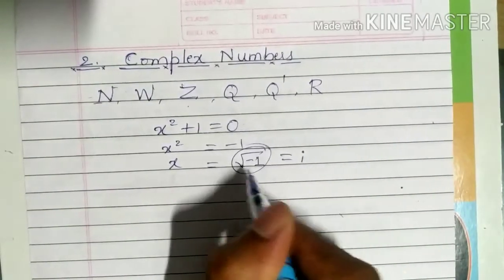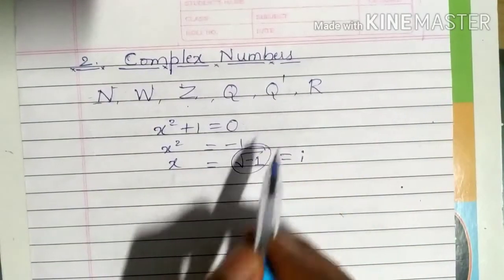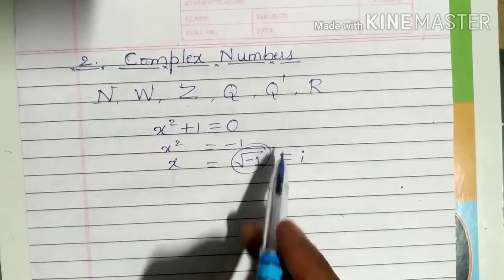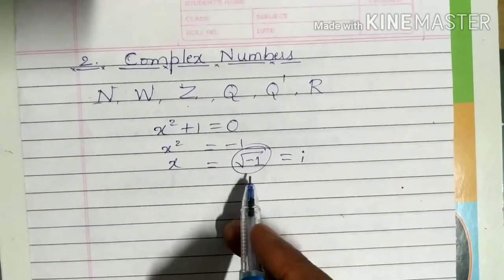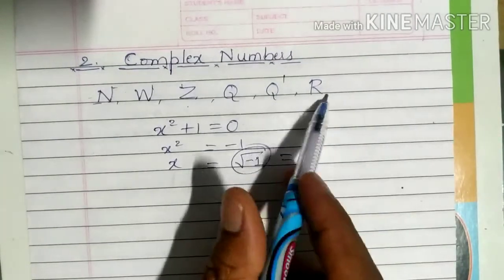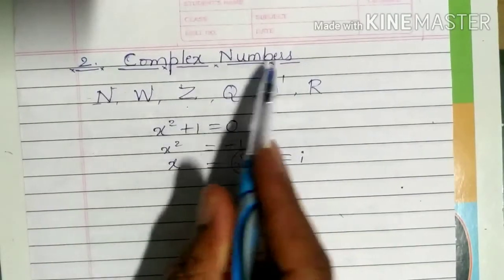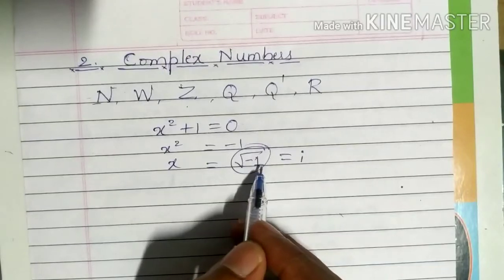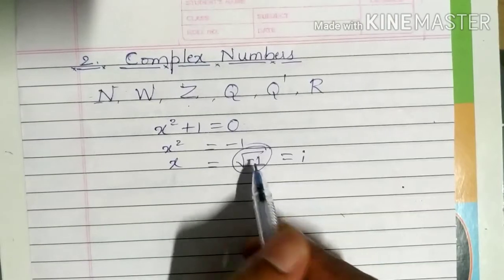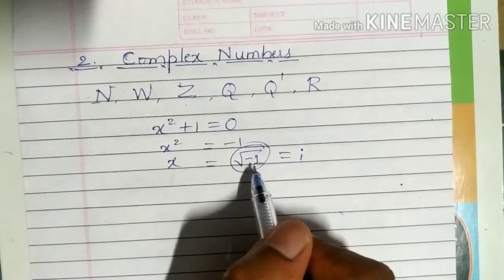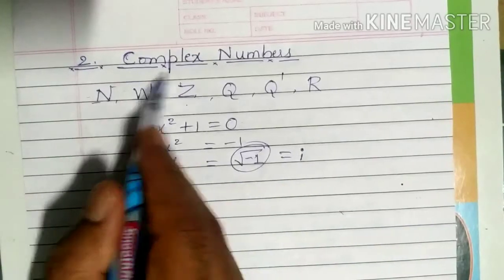The root of a negative number is not a real number, because a real number has the property that the square of any real number is always positive, but if I square this i, I am going to get minus 1. So it is not a real number, therefore it is a different number, which is called a complex number. Square root of minus 1 is denoted by i, and the square root of any negative number, like minus 7, can be represented using i. Now we will go for the actual definition of a complex number.